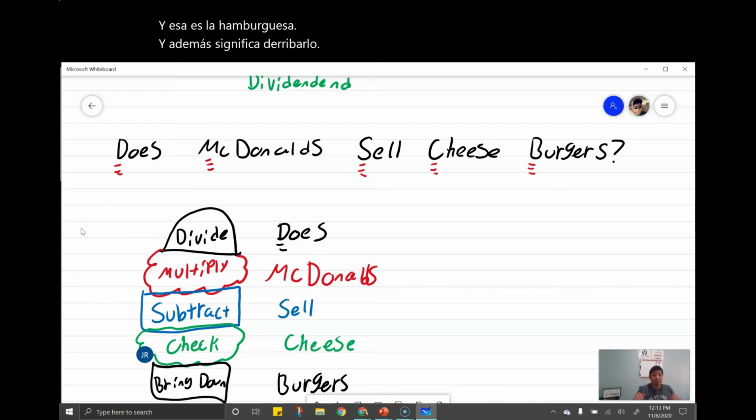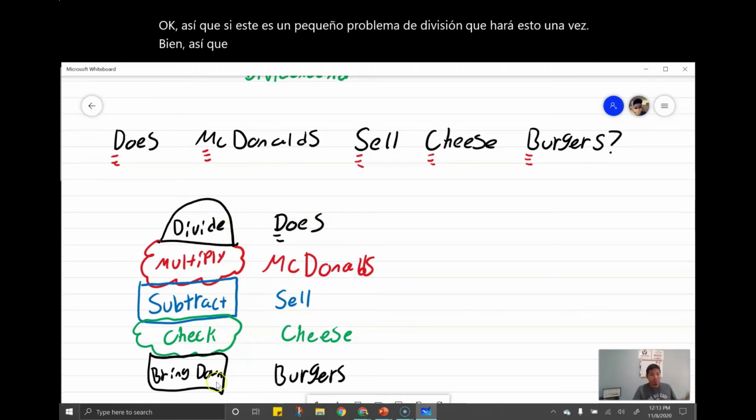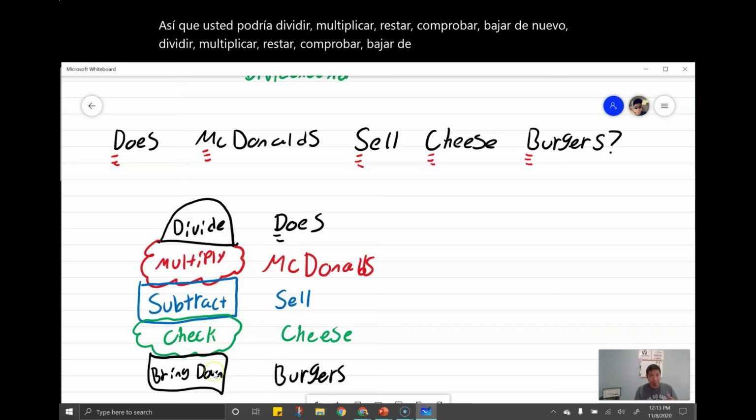Okay, so if this is a small division problem, you'll do this once, okay? So you'll do divide, multiply, subtract, check, bring it down, okay? And I'll show you what that looks like. But if you have a large dividend, you might divide, multiply, subtract, check, bring it down. Again, divide, multiply, subtract, check, bring it down.